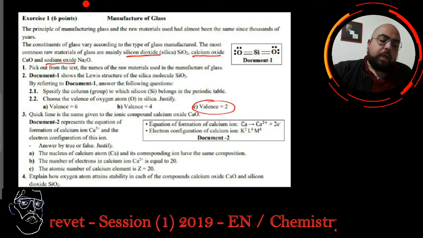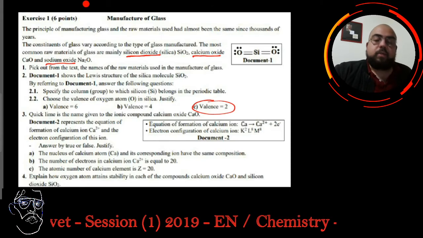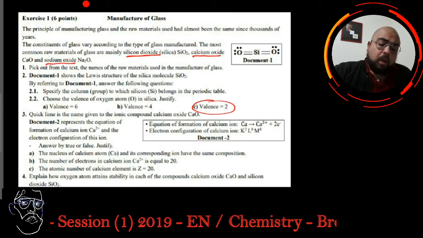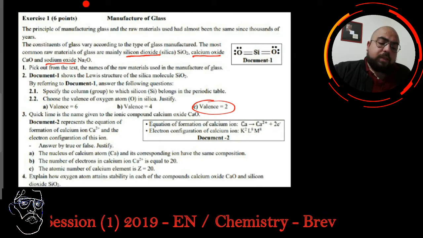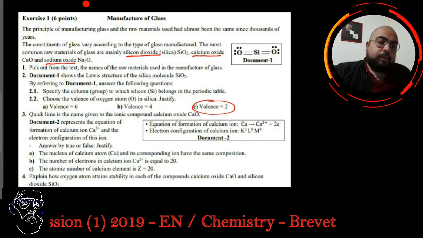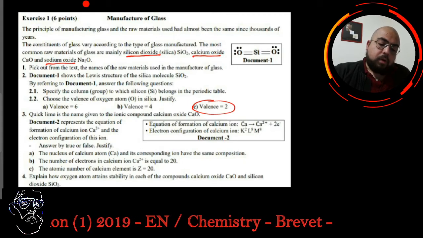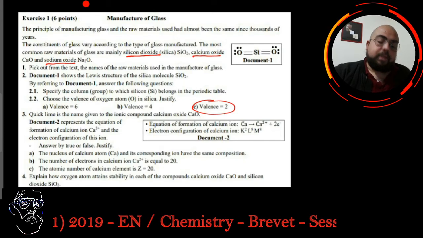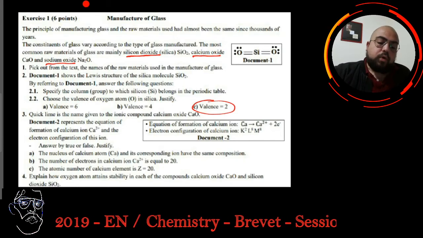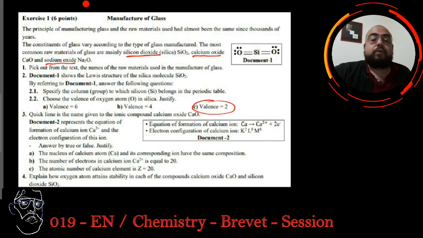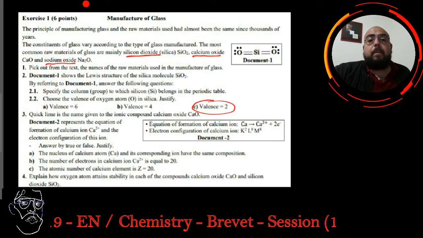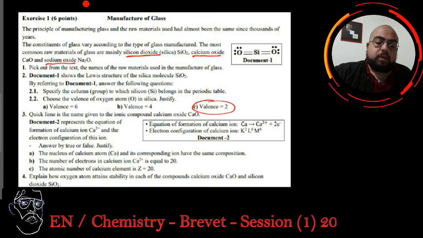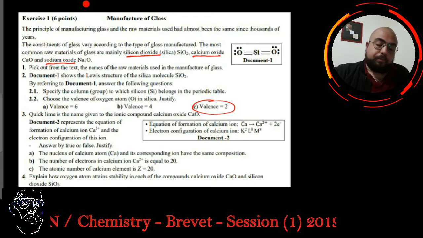Quicklime is the name given to the ionic compound calcium oxide, CaO. So CaO is an ionic compound. Document 2 represents the equation of formation of calcium ion, Ca2+, and electron configuration of this ion. So in document 2 you have Ca, which is being transformed into ion Ca2+ by losing 2 electrons, and the electron configuration of calcium ion is K2L2M2.